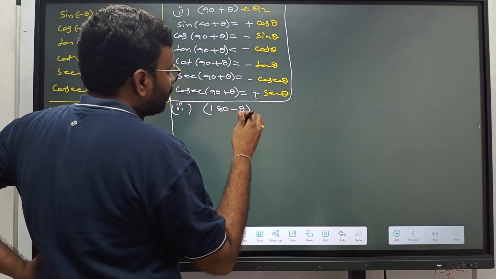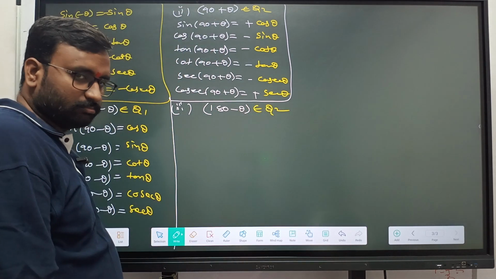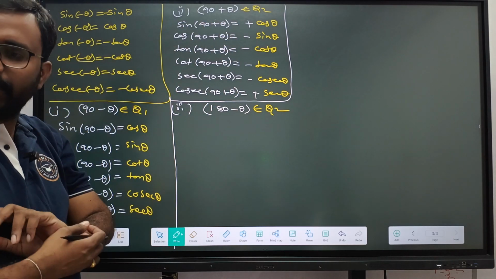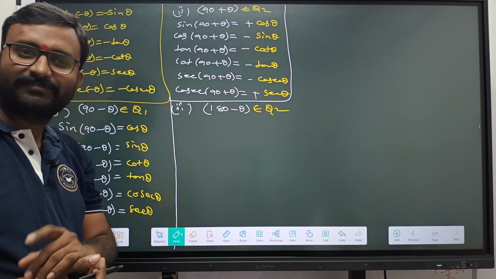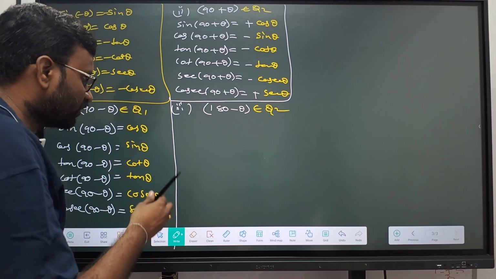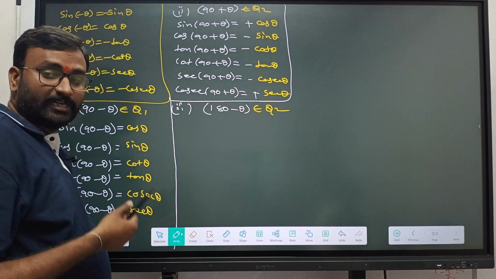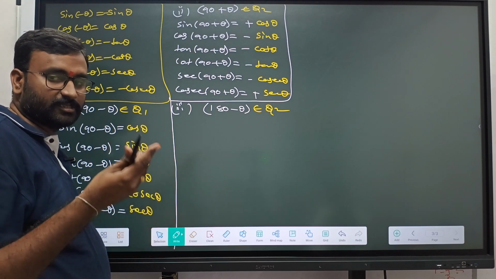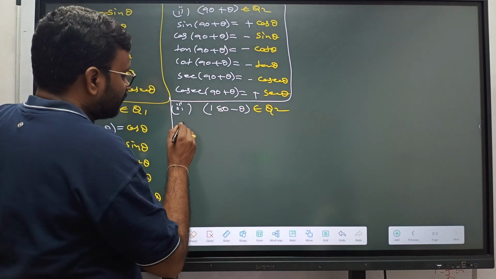Okay. Next, after 90 plus, what? 180 minus theta belongs to which quadrant? Q2. In Q2, sine and cosecant positive, remaining all are negative. But ratio will not change for 180. Na? So that is very important. I will give you till 180 minus theta. And after that, you have to find 180 plus theta, 270 minus theta, 270 plus theta, 360 minus theta, 360 plus theta. No need of 360. Okay, 360 plus theta. Okay, right.